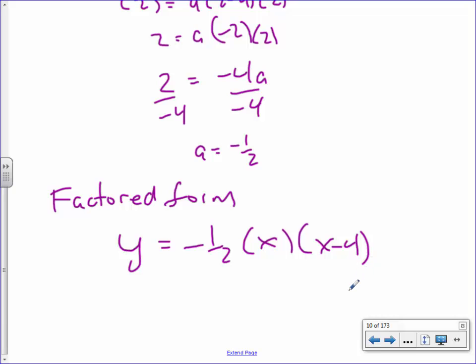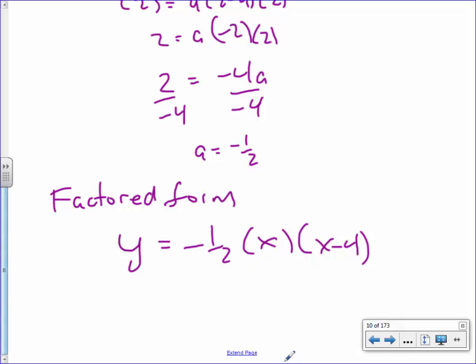What does this information tell us? It tells us, probably, three main things. It tells us the shape of the graph. It's upside down, the negative. It tells us we have a root at 0. And it tells us we have a root at 4. And all of those things fit what our graph showed.